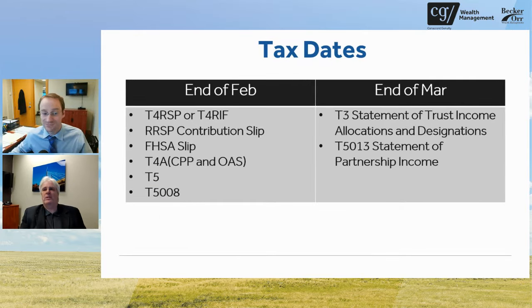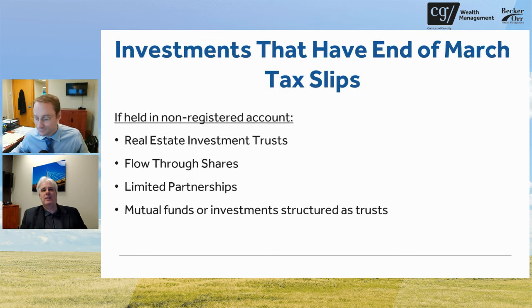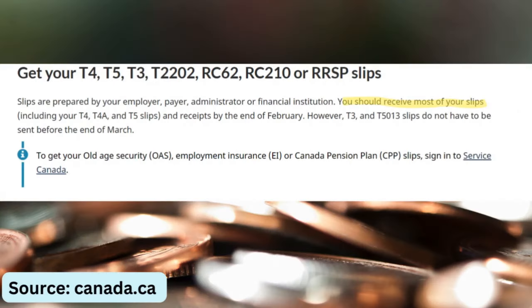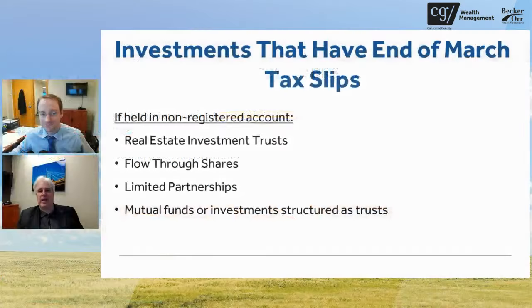Yeah, and the main reason for a lot of this, as we mentioned, is a trust income allocation or a statement of partnership income. A lot of these slips issued at that point depend on what's happened before in the statements that go out for the end of February. So flow through shares, partnership shares, mutual funds, real estate investment trusts, all of these. If you have a mutual fund, you may have to wait and see what everybody else reports by the end of February before you can even start to report yours. And that's why they've given those two in particular till the end of March before they have to be done.